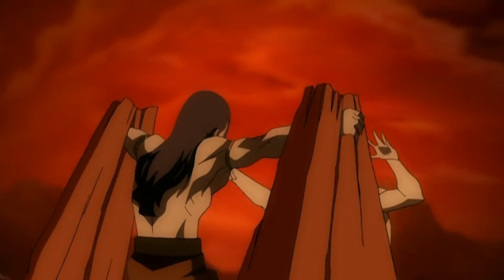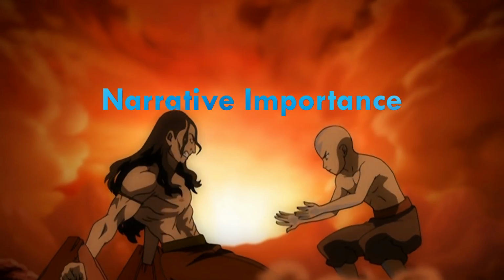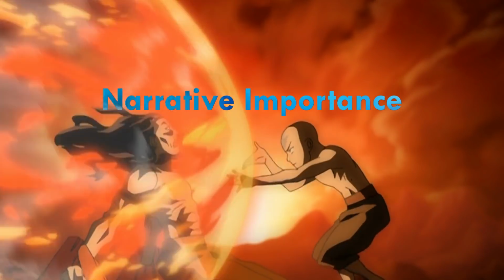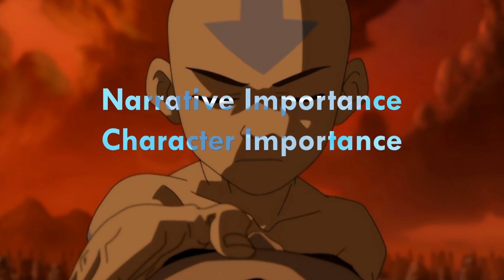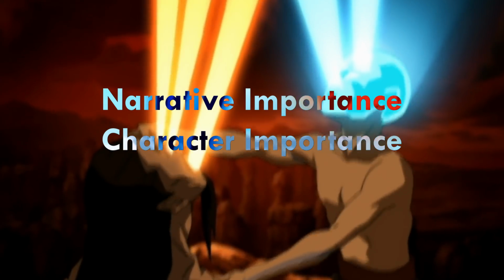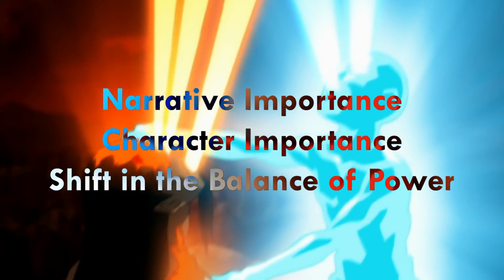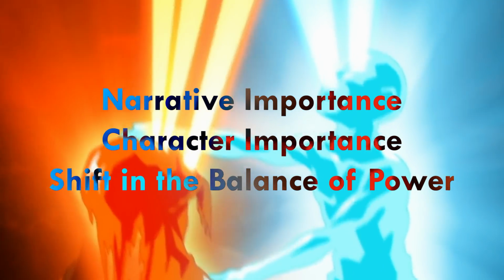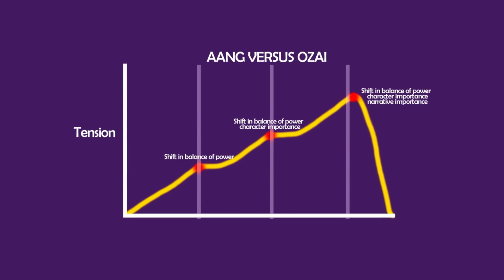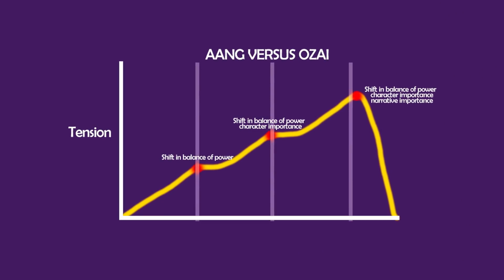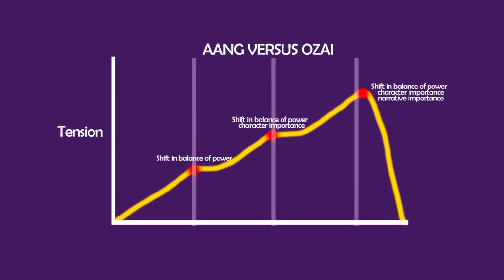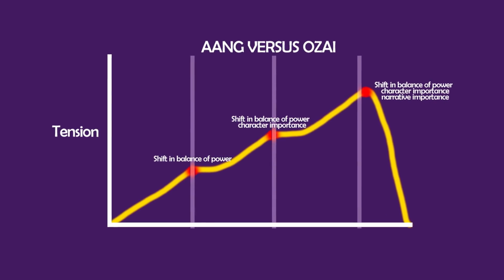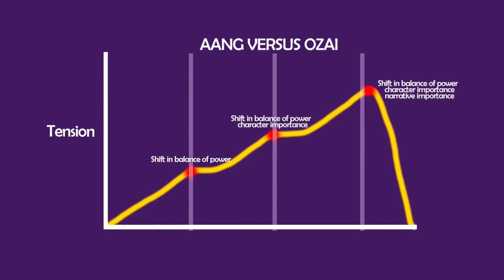And the third act escalation has all 3 of these: narrative importance as the culmination of all the series' tension, character importance as Aang has to stick to his morals and find a new way to defeat Ozai without killing, as well as a massive shift in the balance of power as Aang defeats Ozai. So don't just escalate the conflict by adding more to the stakes, but add tension through shifts in balance of power, and depth through character and narrative importance in each of these escalations.